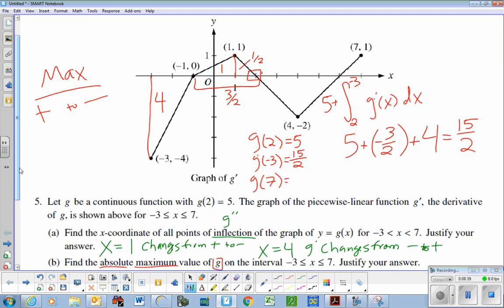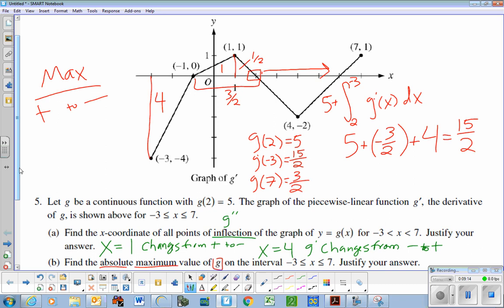And you can do 7 the same way we did negative 3. Only thing is, just keep in mind that going this way to 7, everything is right to. So if there's something above the x-axis, it's going to be positive. But if it's below the x-axis, it's going to be negative. So keep that in mind. And we get down to answering your problem. So g of 7 is going to be 3/2.